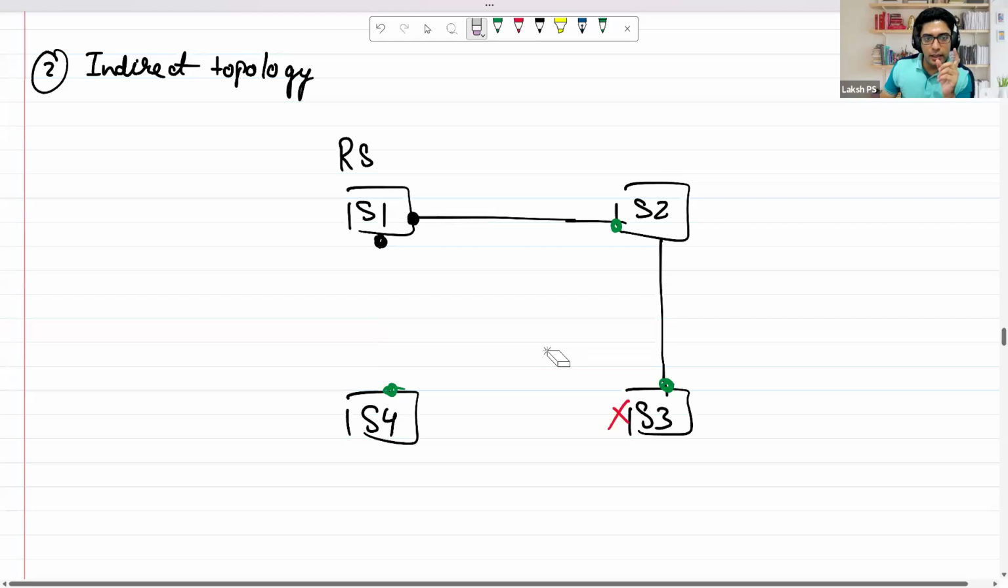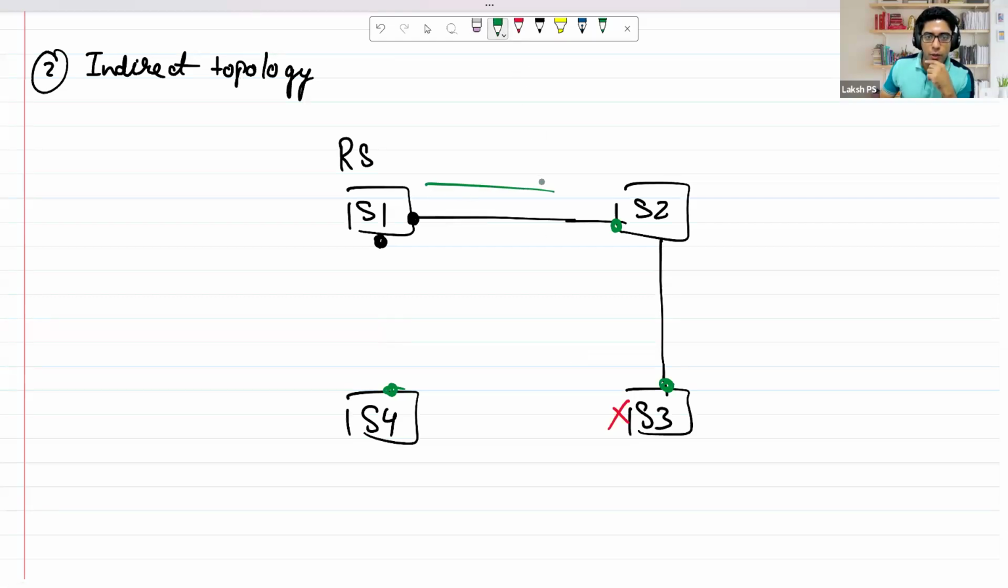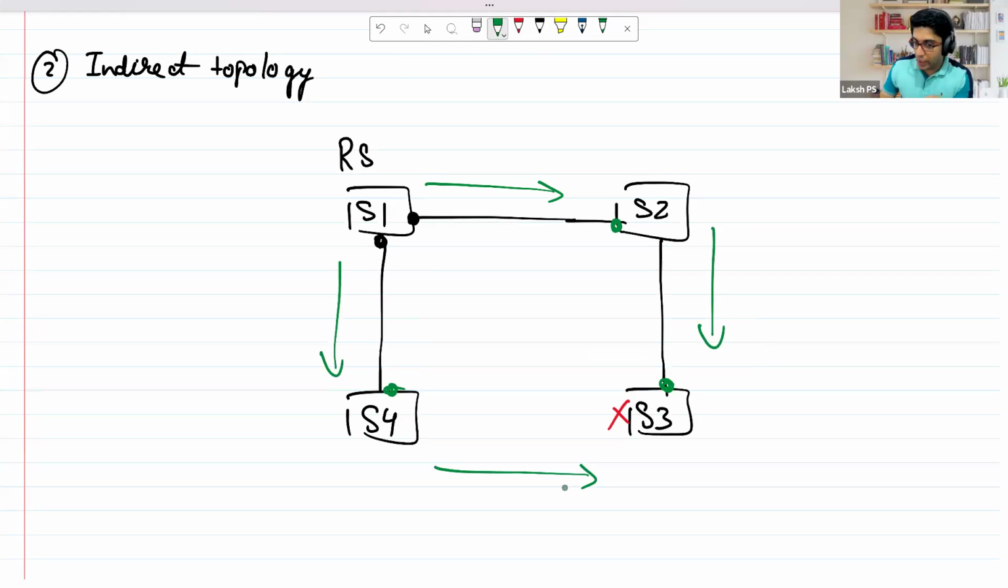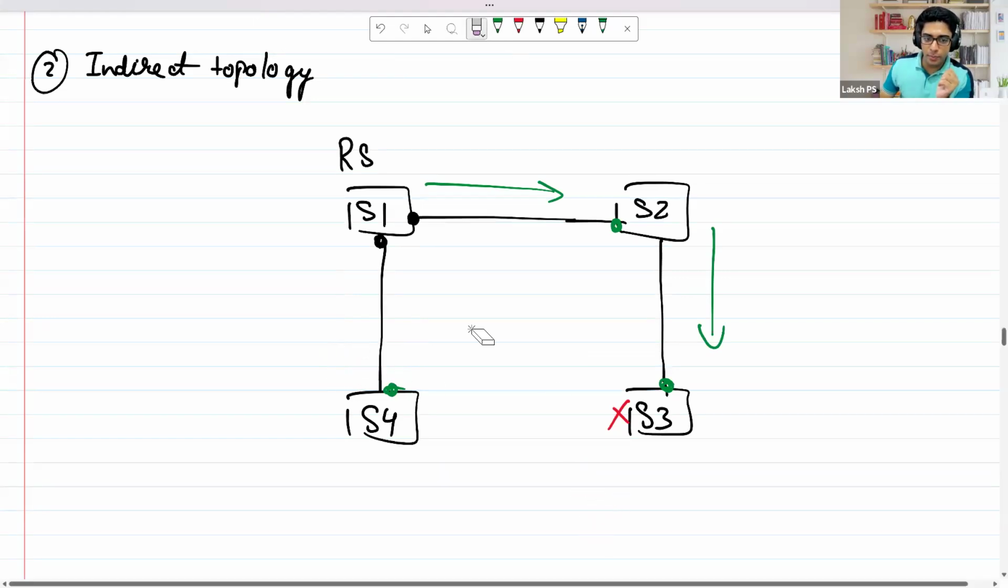So here in this scenario, what is happening? Root switch is sending BPDUs at every 2 seconds interval. Switch 2 is also sending BPDUs at every 2 seconds interval. In a normal scenario, switch 2 is sending BPDU to switch 4 and switch 4 is sending BPDU to switch number 3. However, because of a block state, it is not accepting that BPDU. Right. Now, when there is a problem between switch 1 and switch 4, what is going to happen?